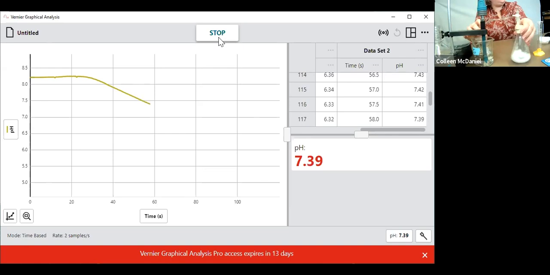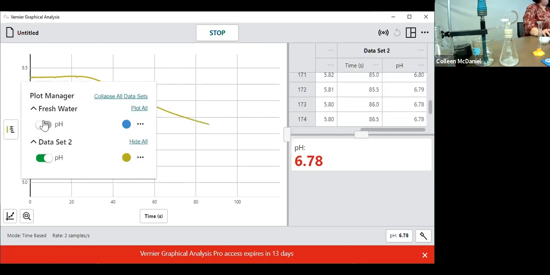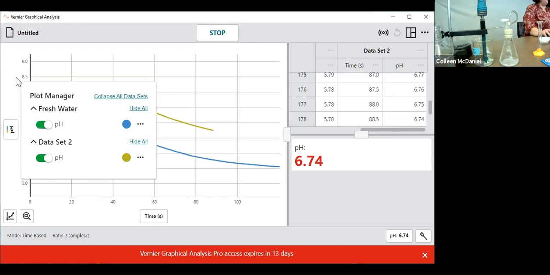I'm gonna let this keep going. That's it. As it keeps reacting and going, you can see I'm getting the same kind of reaction happening here where my pH is dropping. So I'm going to go ahead while this is happening and put up my fresh water as well.